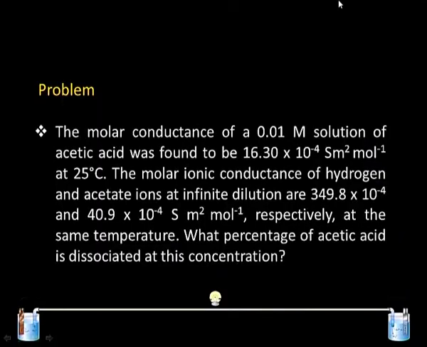that is, the molar conductance of 0.01 molar solution of acetic acid was found to be 16.30 × 10^-4 Siemens meter square per mole at 25 degrees Celsius. The molar ionic conductance of hydrogen and acetate ion at infinite dilution were 349.8 × 10^-4 and 40.9 × 10^-4 Siemens meter square per mole respectively at 25 degrees Celsius. Our aim is to find the alpha or degree of dissociation for this case.